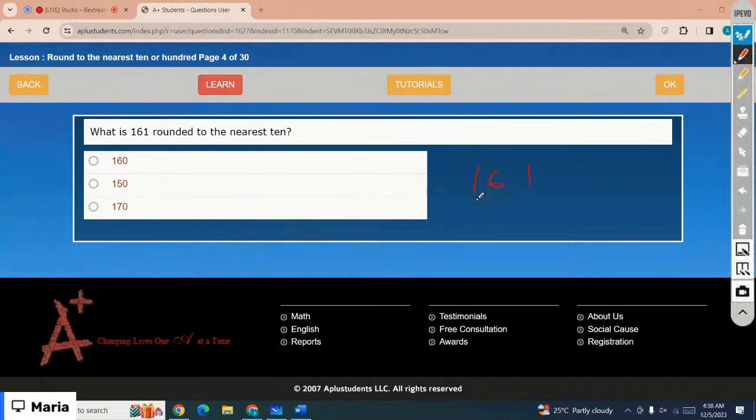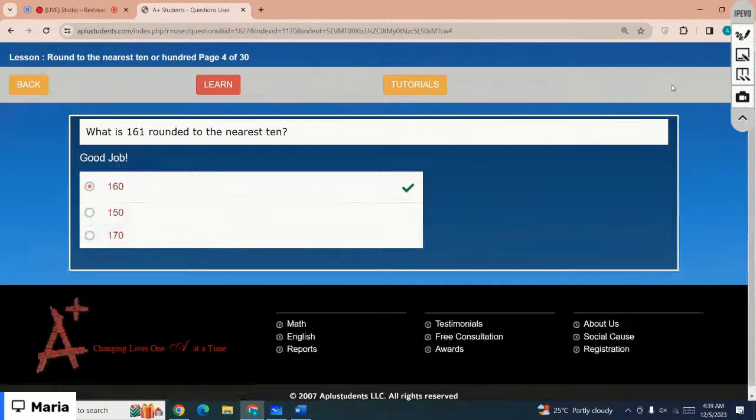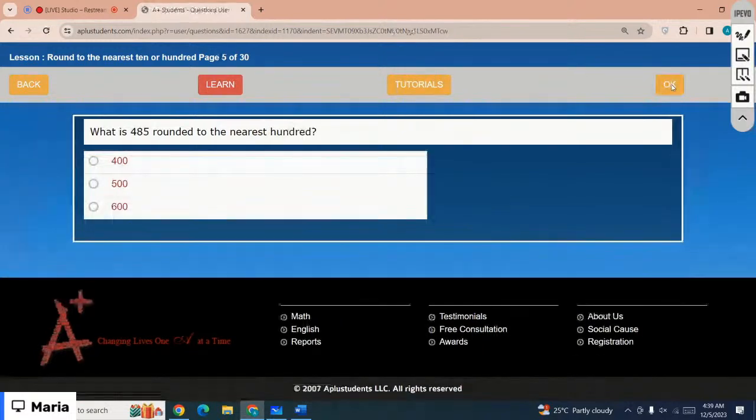161. Here is the digit at the tens position, so you have to see this one. 1 is less than 5. That means you need to round down to the same 10, so it would be rounded off to 160. Not 150, it is rounded off to 160. The correct option is 160. It's okay. Just read the question carefully.